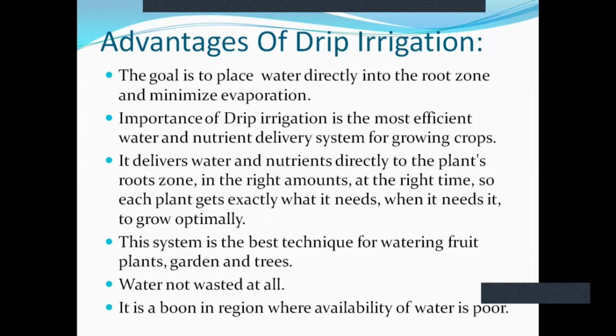This system is the best technique for watering fruit plants, gardens and trees. For trees, fruit plants and gardens, the drip system is excellent. Water is not at all wasted, as I told you before, and it's a boon in regions where the availability of water is very poor. So wherever there is less water supply, as I told you about the story of Israel, this drip system works excellently over there.